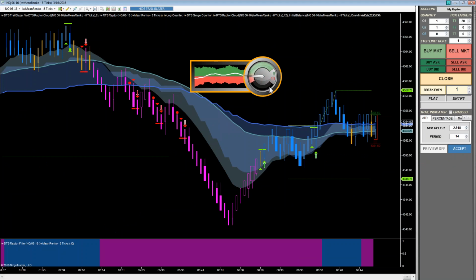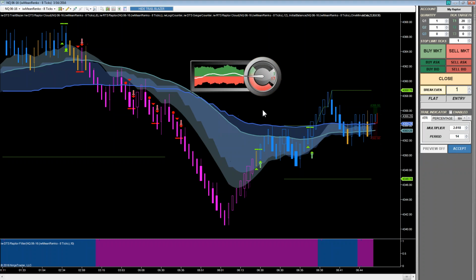You can see the sellers still trying to pour it on. Oh, there come the buyers fighting it back almost equally. So if you see the dial pull one way or the other and not get balanced out, that tells you that there's going to be some short-term buying or selling pressure. Right now, though, they seem to be relatively balanced.